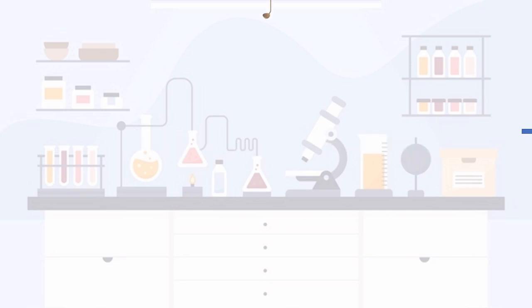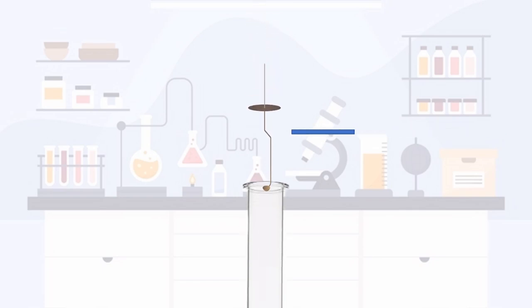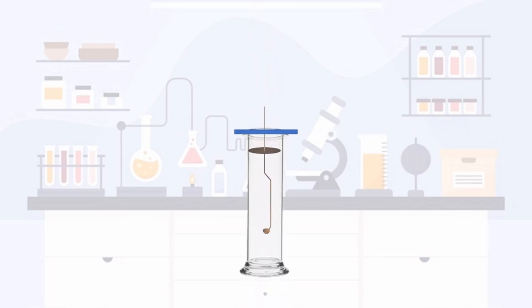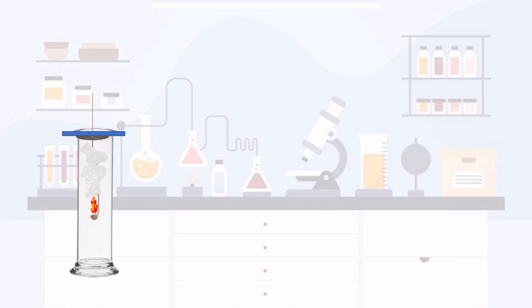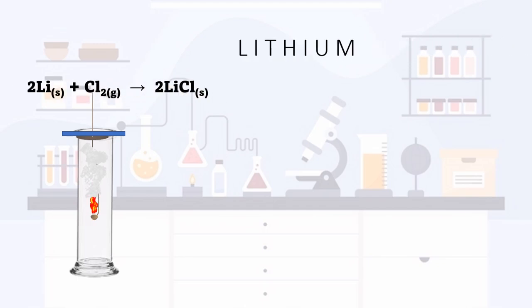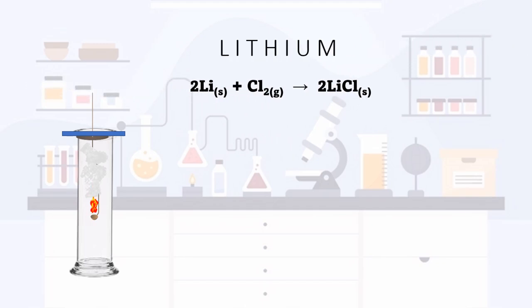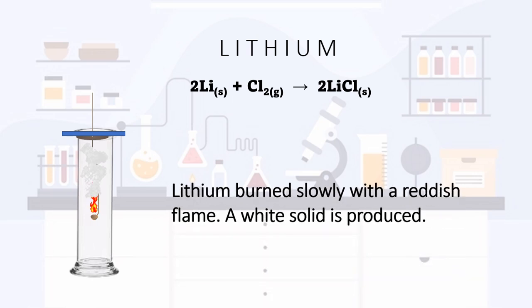The reaction is quite the same as with oxygen. Lithium, sodium and potassium burn in a gas jar and produce white powder after reacting with chlorine gas, which is the metal chloride. When lithium reacts with chlorine gas, it will produce the salt lithium chloride. Lithium burns slowly with a reddish flame and a white solid is produced.